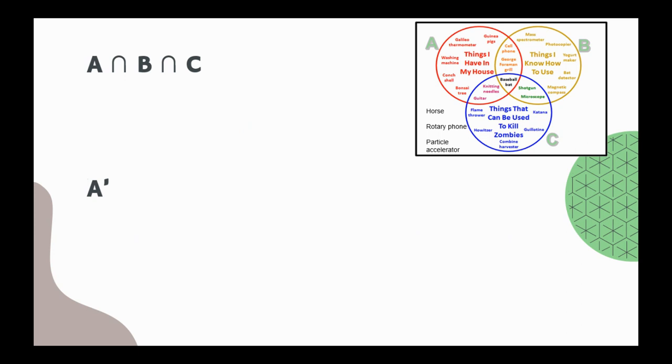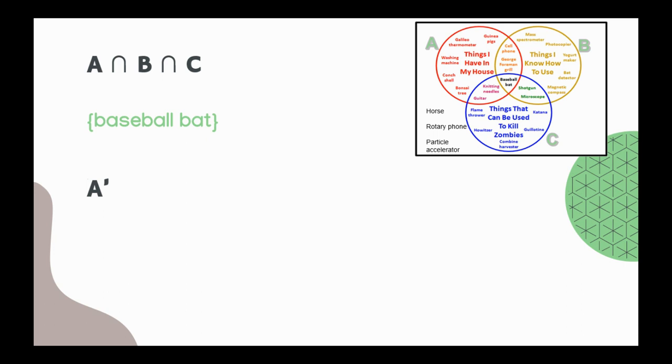So remember that this upside down U, if you will, is the symbol for intersection. So what this is asking is the intersection of A and B and C. So what is the one thing that is in all three of those where they intersect? That would be just the baseball bat. That's the only thing that's in the intersection of all three of them.